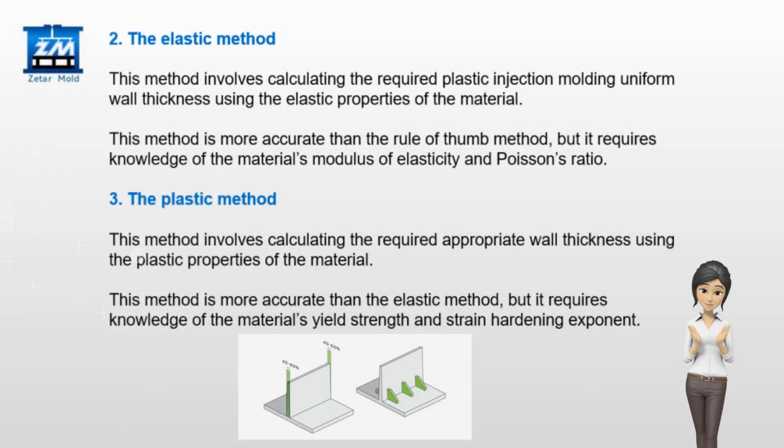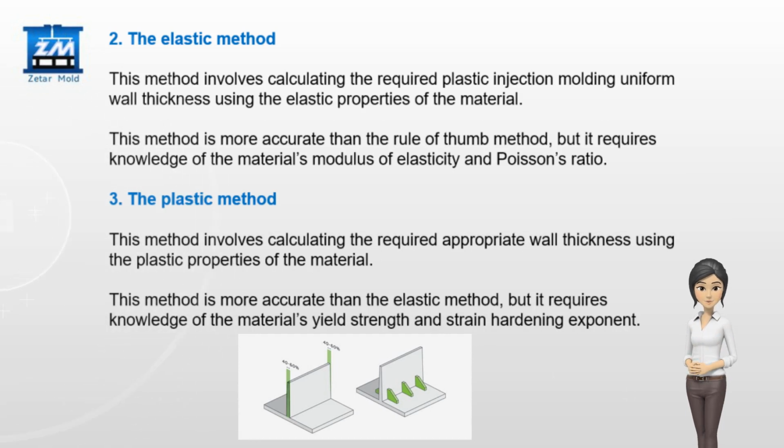The elastic method. This method involves calculating the required plastic injection molding uniform wall thickness using the elastic properties of the material. This method is more accurate than the rule of thumb method, but it requires knowledge of the material's modulus of elasticity and Poisson's ratio.